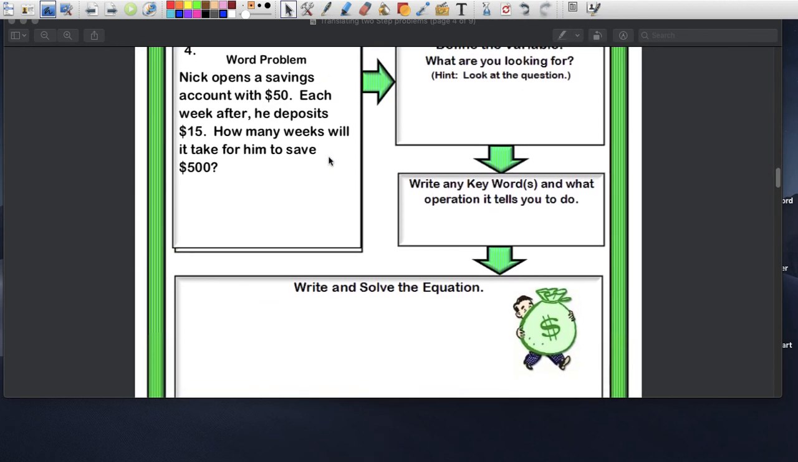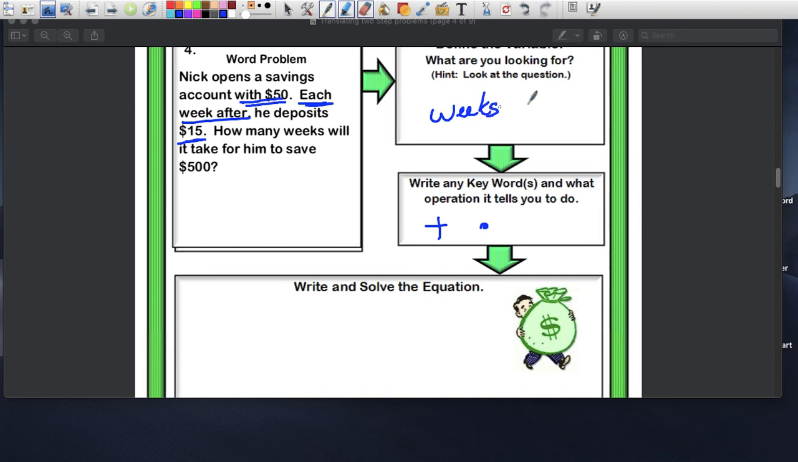4. Nick opens a savings account with $50. Each week he deposits $15. How many weeks will it take for him to save $500? Okay, so he opens a savings account with 50, so to me, it's going to imply addition. He deposits each week. So here's another. Each week he deposits 15, so each week times 15. What am I looking for? I'm looking for weeks. I'm going to use W as my variable.